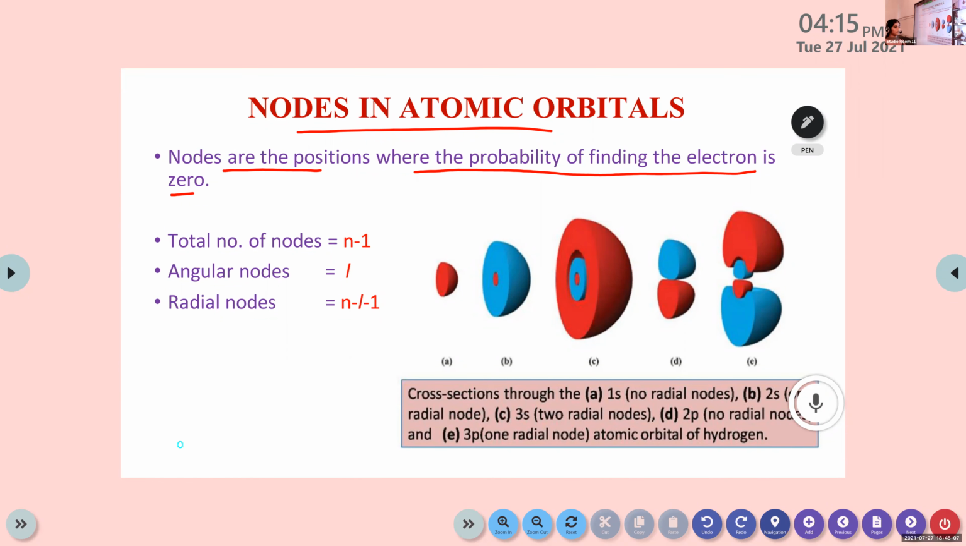Total number of nodes can be calculated by n minus 1. Then the angular nodes is equal to l. And the radial nodes is equal to n minus l minus 1.